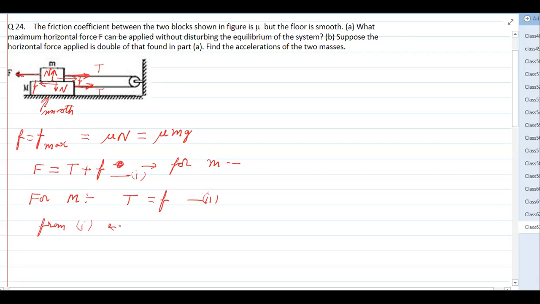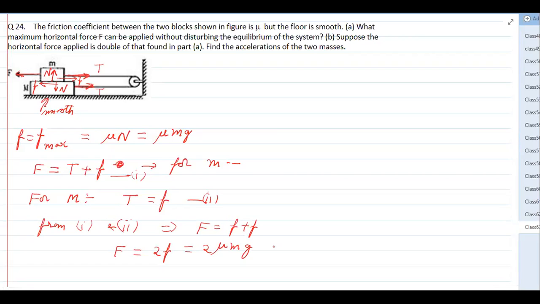From 1 and 2, we can replace the value of tension. So we can put small f plus small f, so capital F will be 2 small f, or 2 mu mg. So this will be the answer for the first part, and this is the minimum force which we should apply to move this object.